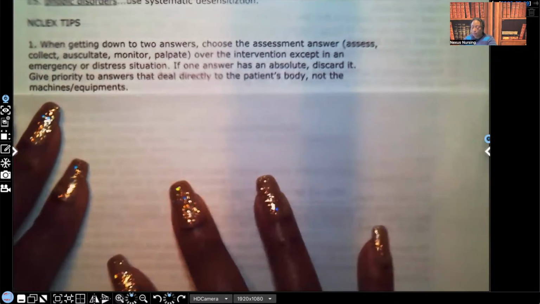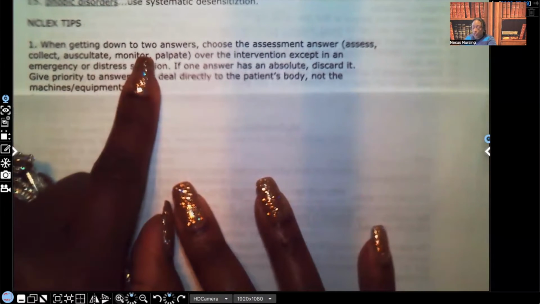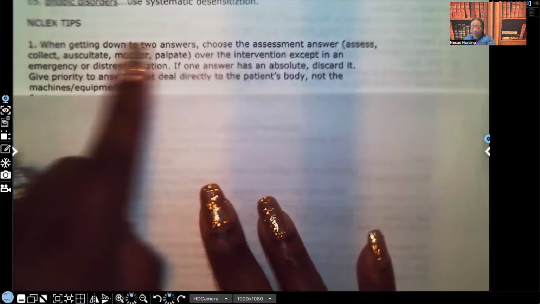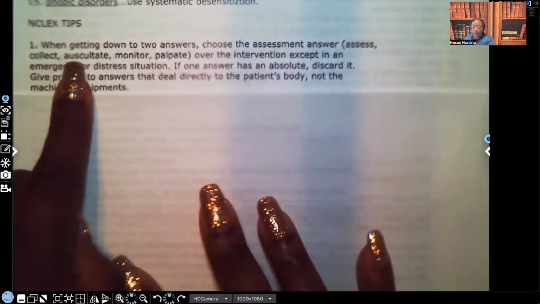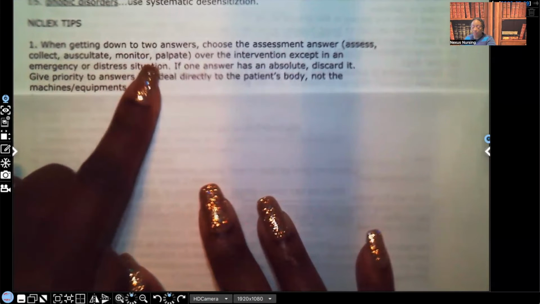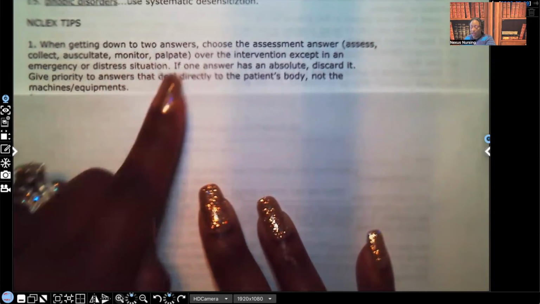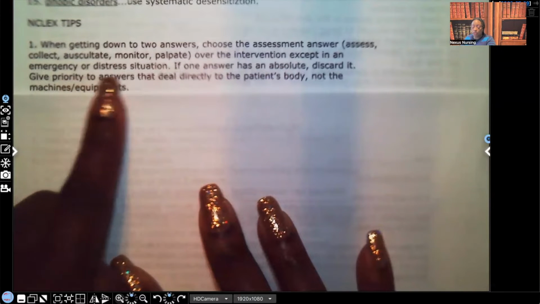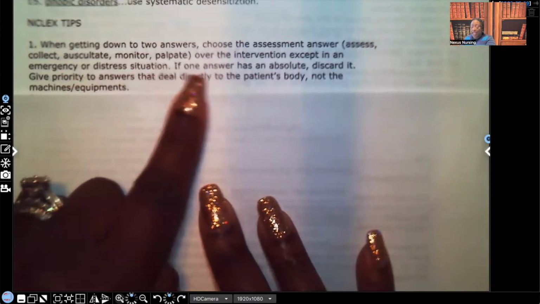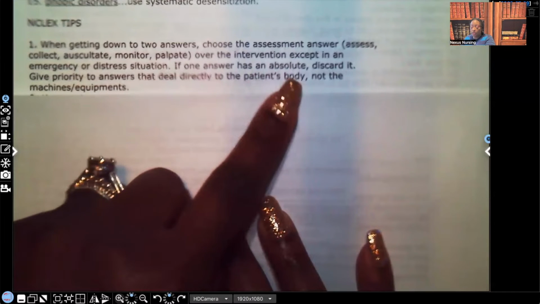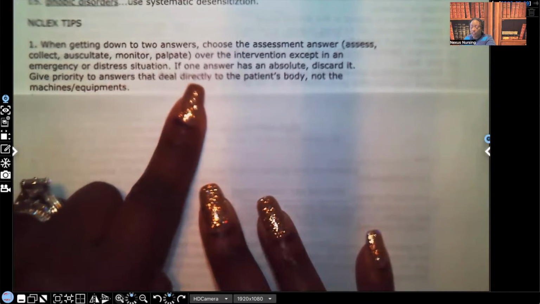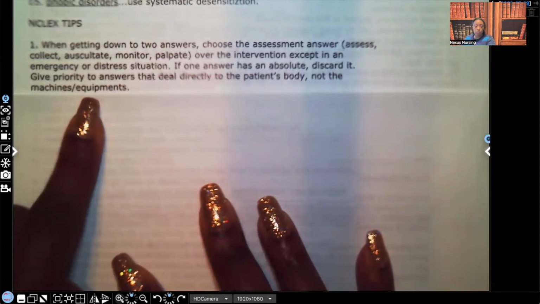What does it say? When getting down to 2 answers, choose assessment answers such as assess, collect, auscultate, monitor, palpate. Choose the assessment answer over the intervention except in an emergency or distress situation. If one answer has an absolute, discard it. Give priority to answers that deal directly with the patient's body, not the machines or equipment.